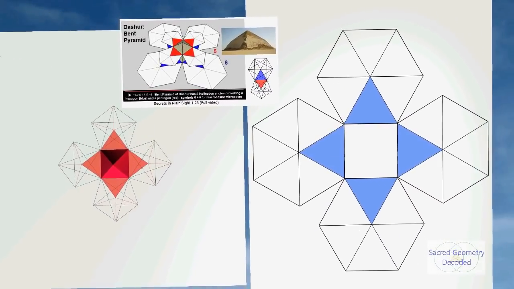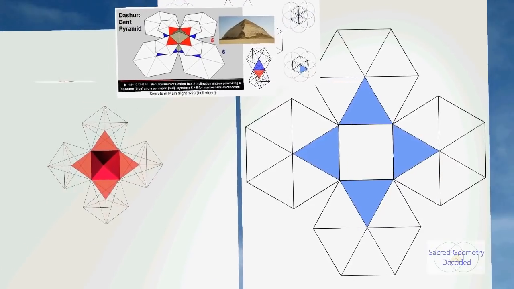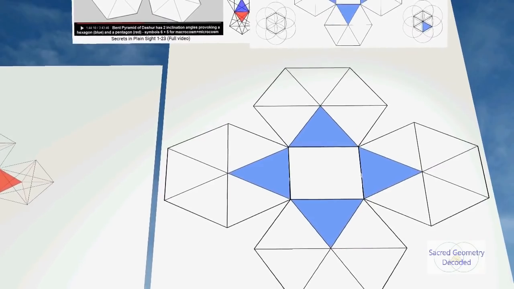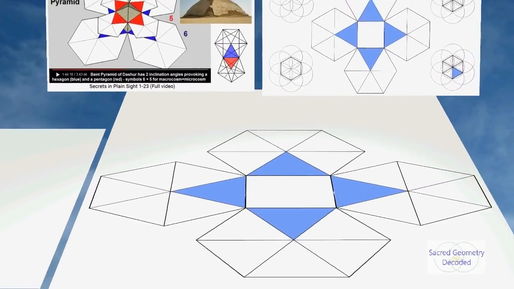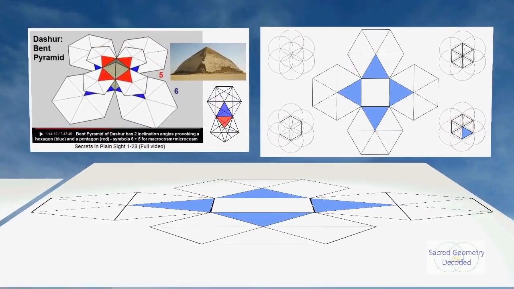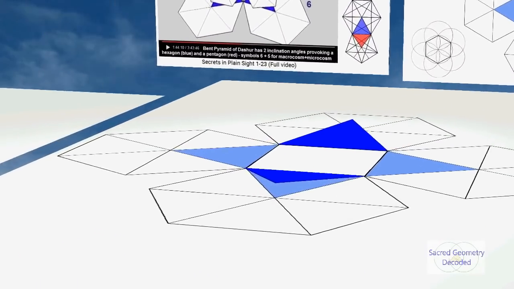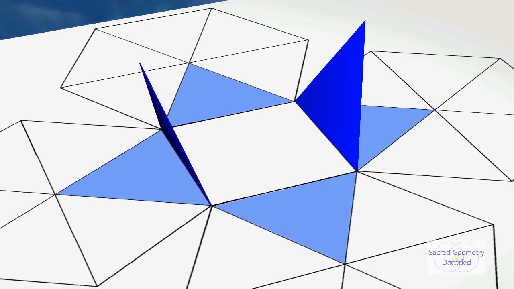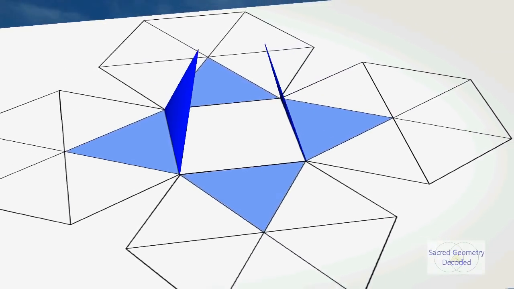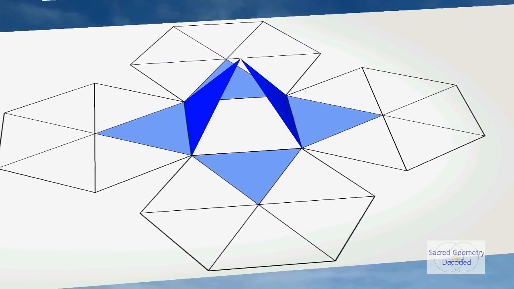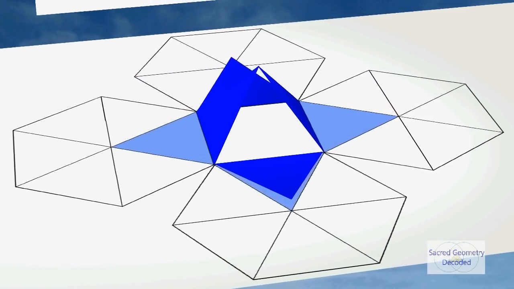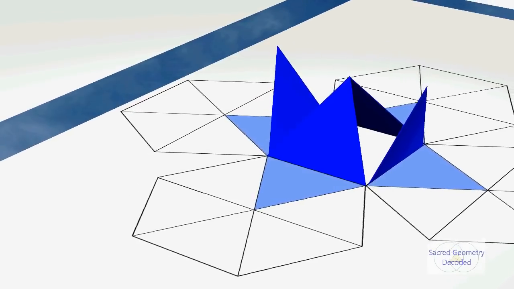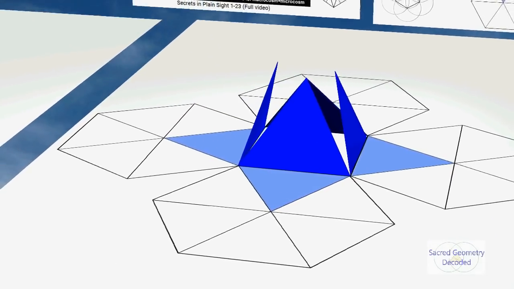Now, instead of the 4 pentagons around the base, we have 4 hexagons, and a hexagon is made up of 6 equilateral triangles. Equilateral triangles are very important. So again, this is exactly the same thing as the red section which we drew, which comes from the beautiful pentagon shape. If we fold these equilateral triangles up, we form the angle which creates the base section of the bent pyramid.